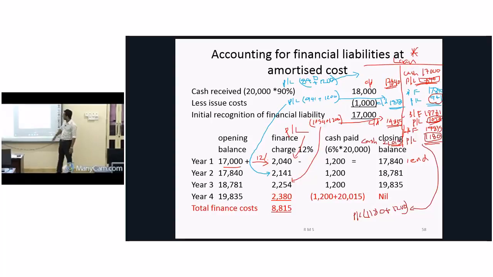Right, then we start with 17,000. What is the finance charge at 12%? We need to calculate at 12% now. Why? What's the reason? I told you the very basic principle.